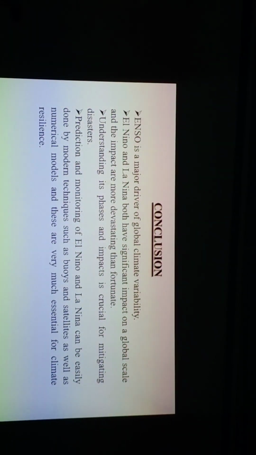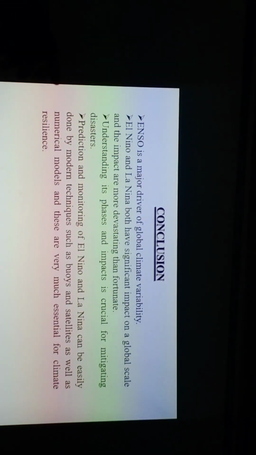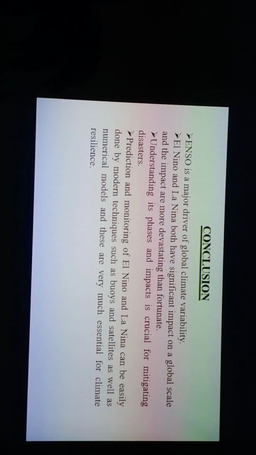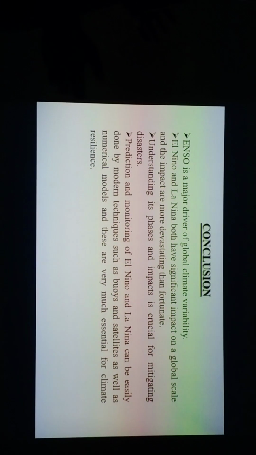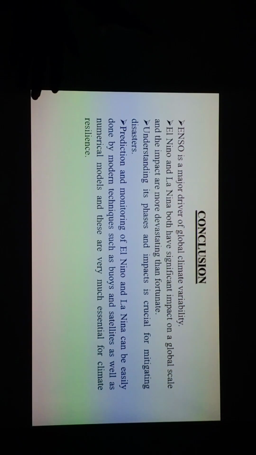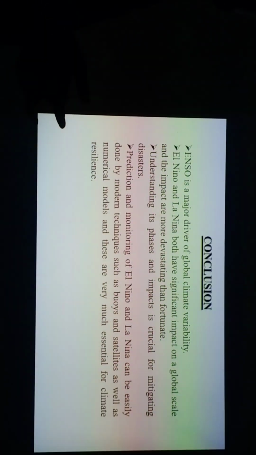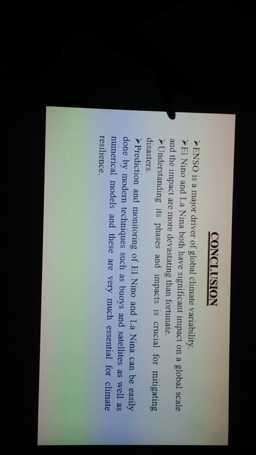So in the end, I would like to say that it is a major driver of global climate variability. We need to understand all of its stages very carefully because it is crucial for mitigating natural disasters. Predicting and monitoring these events is a must for us, as our country is agriculture dominant, and most of our farmers in rural areas rely on monsoon dependent crops. So any kind of deviation or fluctuation in the weather can lead to an economic crisis. So these are very essential for climate resilience. So that's about today's topic.